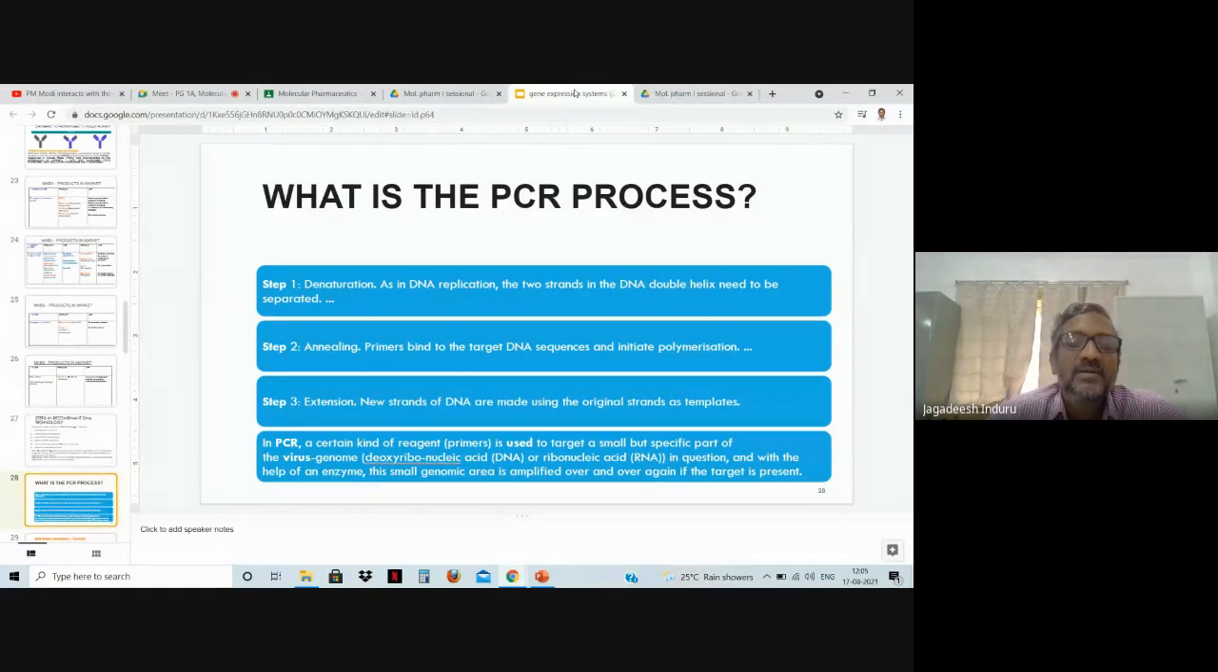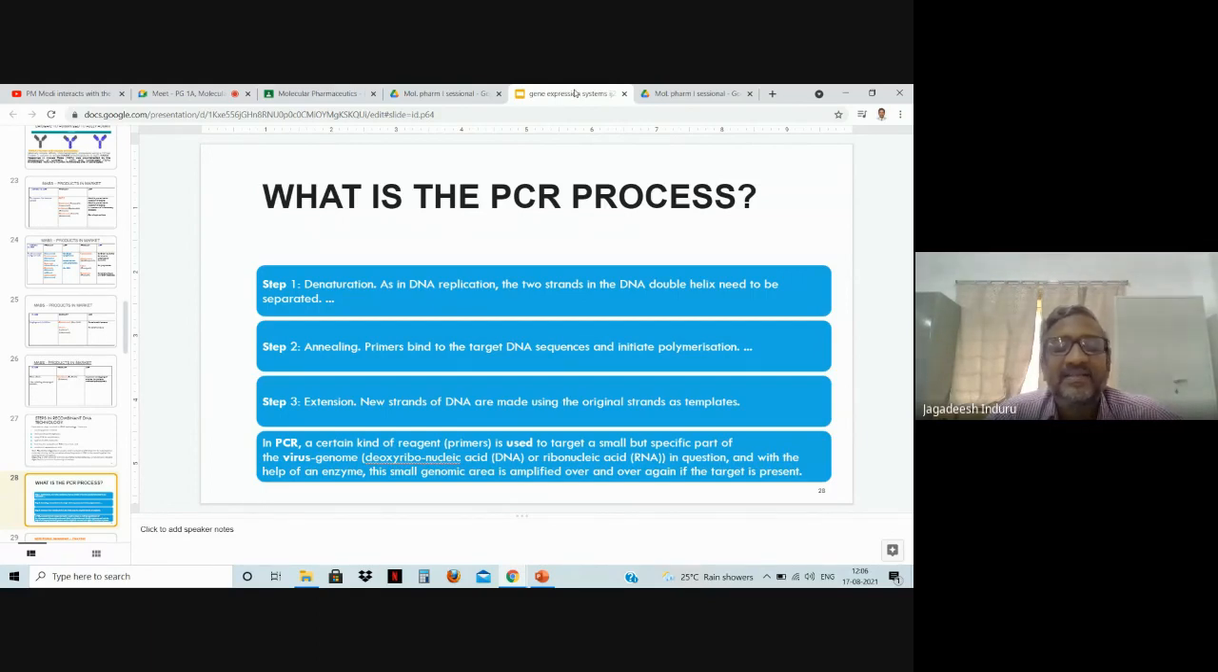Then extension. The new strands are made using the original strands as templates, and this process keeps on going. The only thing we need to do is provide the precursors in the media where we are making this replication. These precursors are used to multiply the template, and we will get enough numbers. After that, we freeze this process and insert the DNA into the vector. These vectors will be synthesized later.